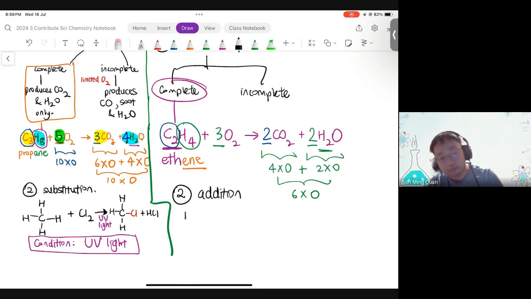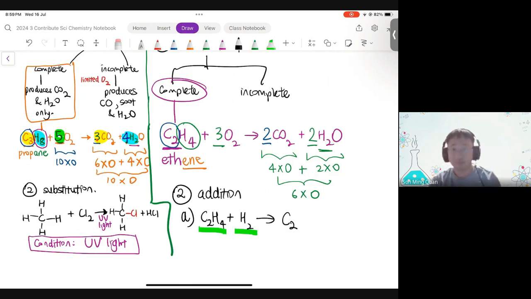So example, 2A, C2H4 plus H2. 2 different molecules, C2H4 plus hydrogen. Just simply add them together. So it's C2, how many hydrogens? H6. Okay, so the idea is I added the two molecules together to form a single larger molecule. C2H6 is larger than C2H4 or H2. Now, this is addition of hydrogen. Addition of hydrogen is called hydrogenation.